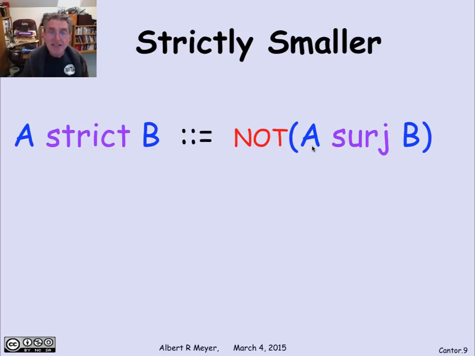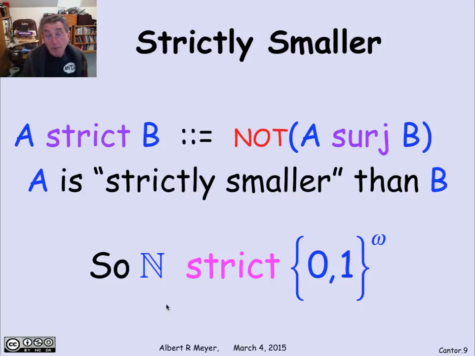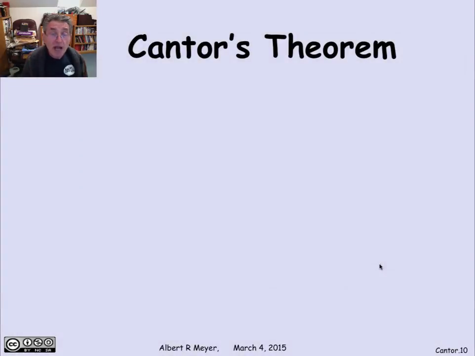So this is the definition of strict. A strict B means you cannot get a surjection from A to B. And we're intuitively reading it as A is strictly smaller than B. And what we've just shown, then, is that the non-negative integers are strict {0,1}^ω, the infinite binary sequences. Okay, now Cantor's theorem is a wonderful generalization of this.